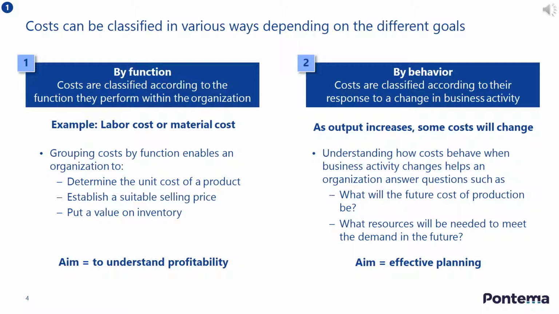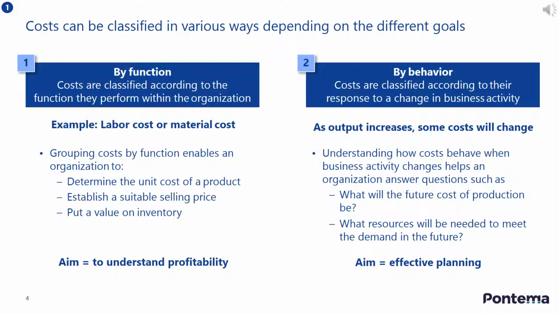Costs can be classified in various ways, depending on the different goals of the organization. If a key aim is to understand profitability, then costs should be classified according to the function they perform within the organization, such as labor or materials. This will help determine the unit cost of a product, establish a suitable selling price, or put a value on inventory. By contrast, if a key aim is to have effective planning, then costs should be classified according to their response to a change in business activity.